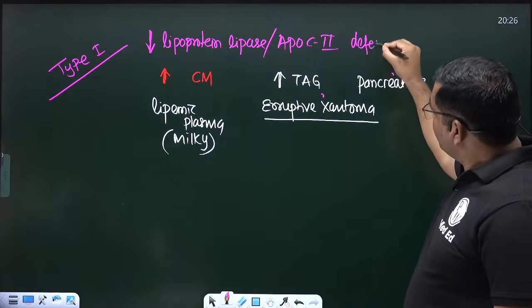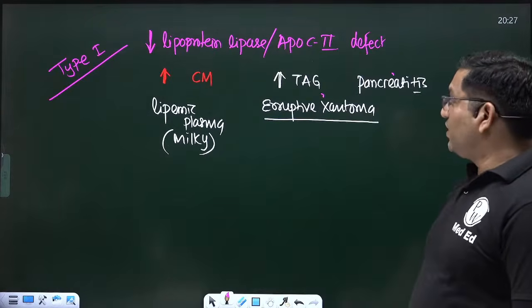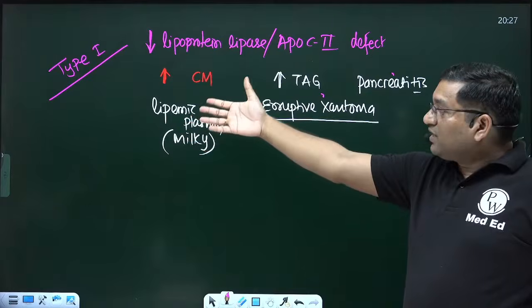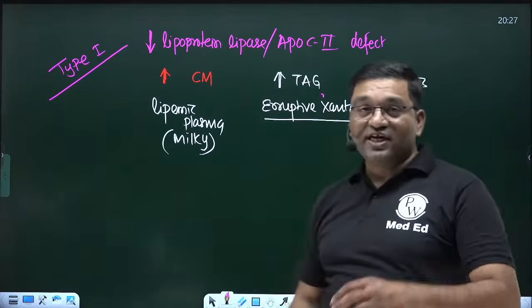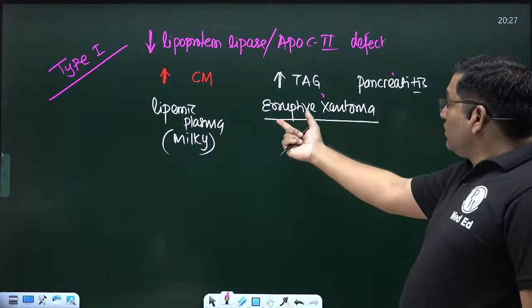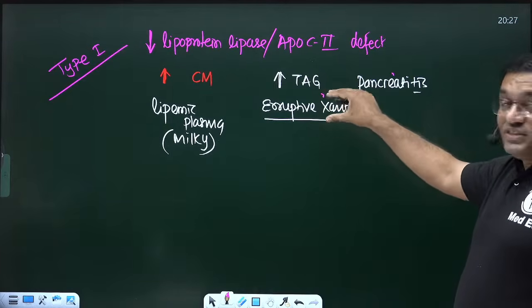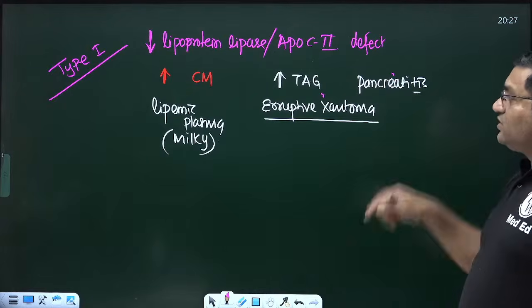This can be an MCQ: type 1 hyperlipidemia or hyperlipoproteinemia. There is an increase in the chylomicron level, so that gives lipemic plasma. Chylomicron carries dietary triacylglycerol. There is an increase in the TG level, which can be in the thousands. That causes eruptive xanthomas, yellowish skin lesions, and pancreatitis. Increased TG increases the risk of pancreatitis.